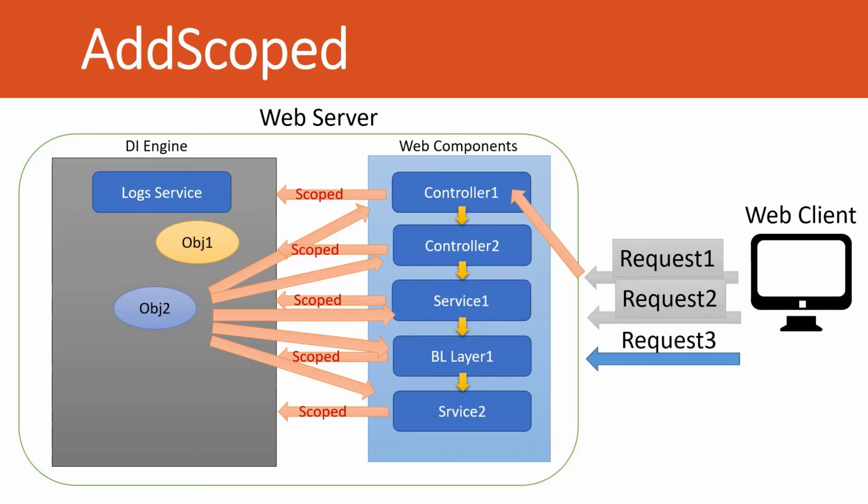The DI engine will create a new object for every new request, and then it starts sharing that one. If you have a third request, the DI engine will create a third object and share that third object for all the dependency injections. Like this in add scope, the DI engine will create a new object for every request. So one object serves one request scope. That's why it's add scope.